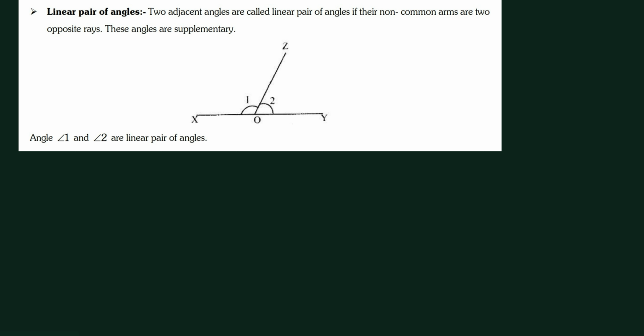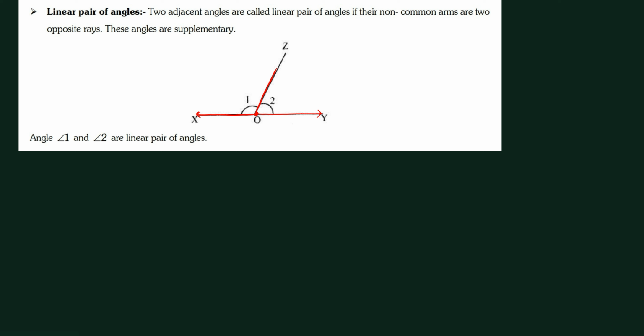Two adjacent angles are called a linear pair of angles if their non-common arms are two opposite rays, and these angles are supplementary. Can anyone tell me the non-common arms? What are the non-common arms here? No, rays. I am asking about rays. Non-common arms OX and OY. These are the non-common arms, and these form a straight line. OX OY forms the straight line.